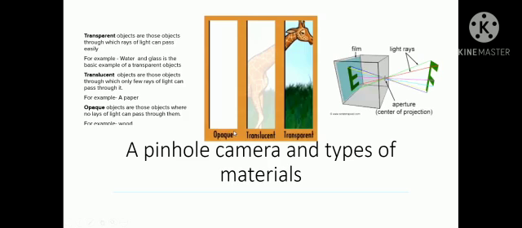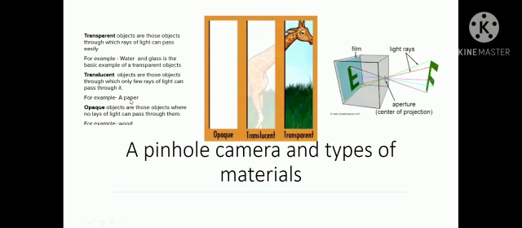and those objects from which light cannot pass are known as opaque materials. So we can see the definitions: transparent objects are those objects through which rays of light can pass easily. For example, water and glass are the basic examples of transparent objects. Translucent objects are those objects through which only a few rays of light can pass.